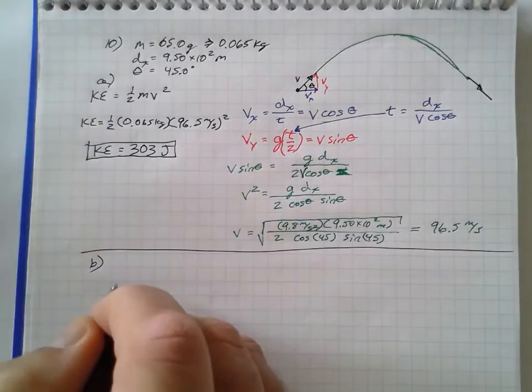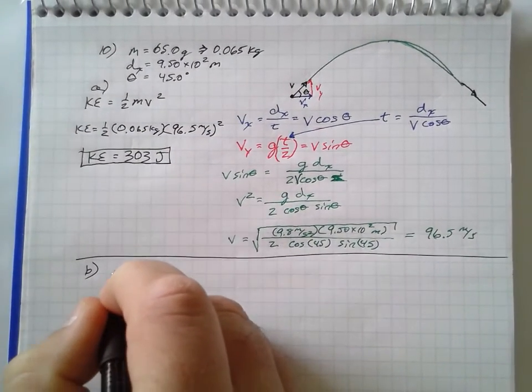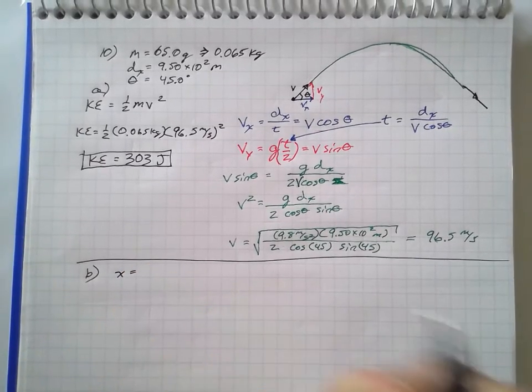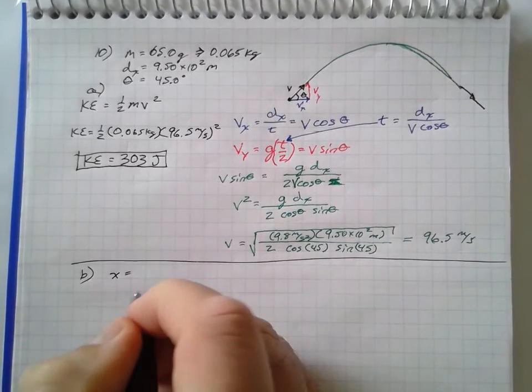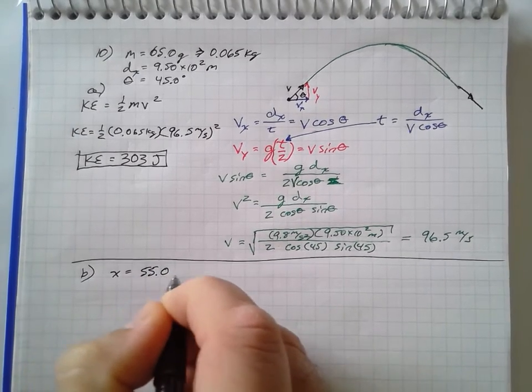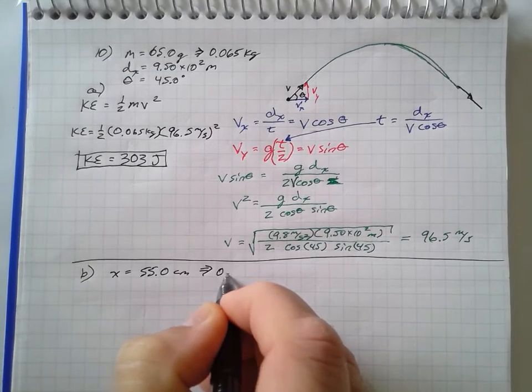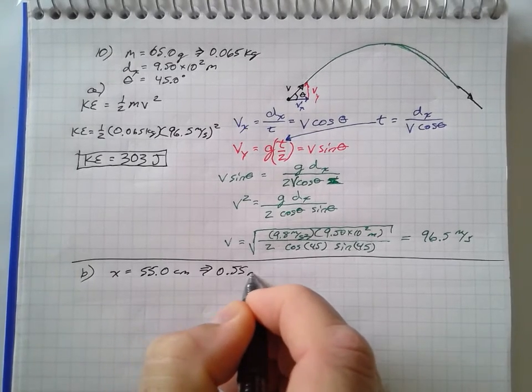Well, the distance that the bow was pulled back was 55 centimeters. So I'm going to call that X, and the reason I'm going to call it X is because that's what it's called. So this was 55.0 centimeters, and that's going to go to 0.55 meters.